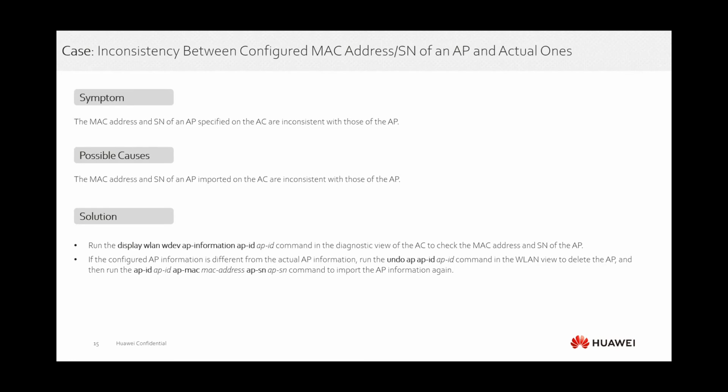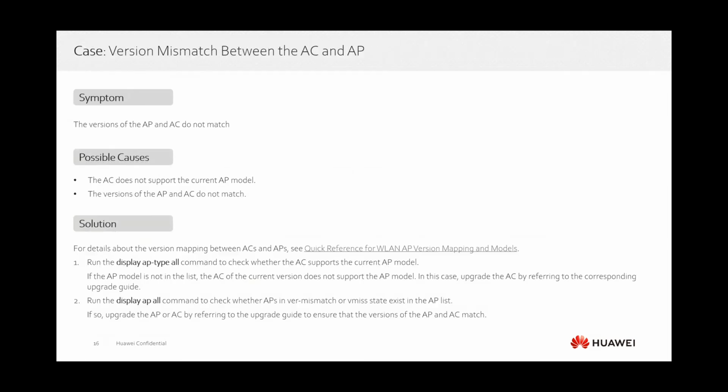The next very common problem that may cause an AP to fail to go online is a version mismatch between the AC and the AP. So we need to obtain the version mapping between ACs and APs in this link. Let me show you. Let's click this one. Let's see what we can get.